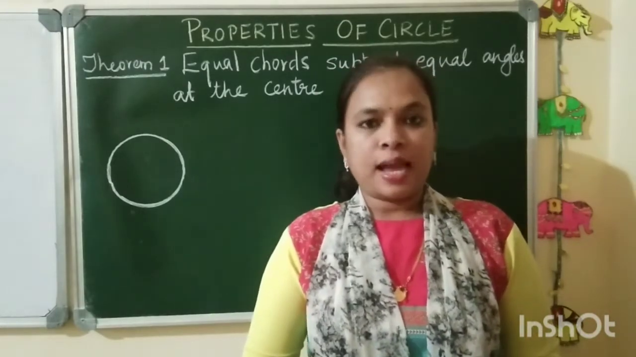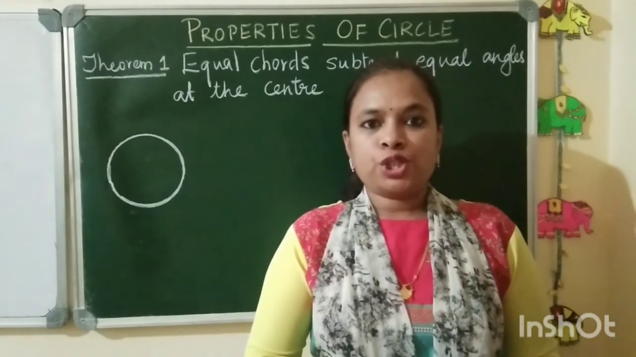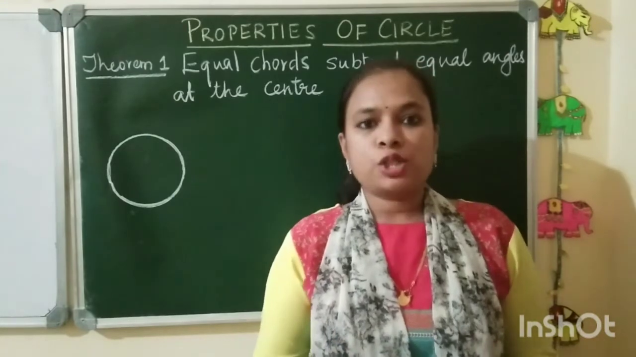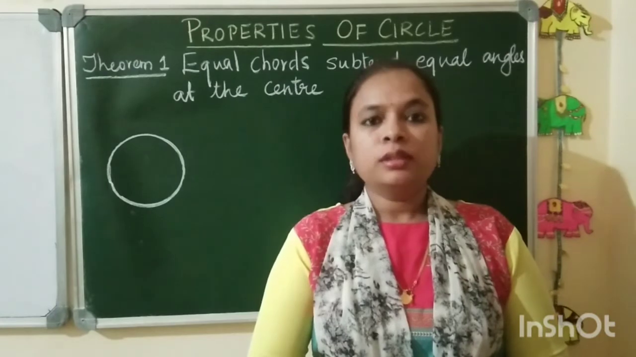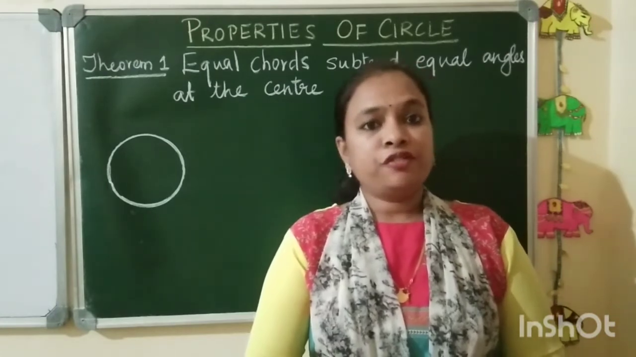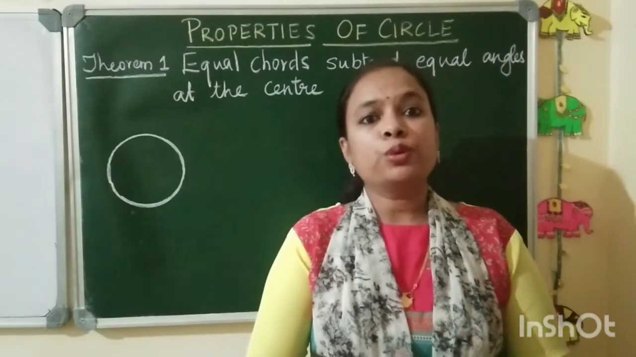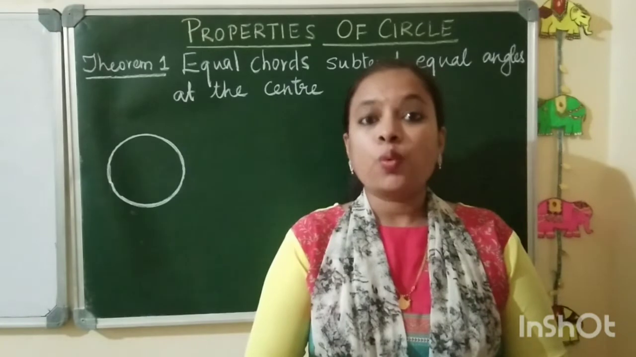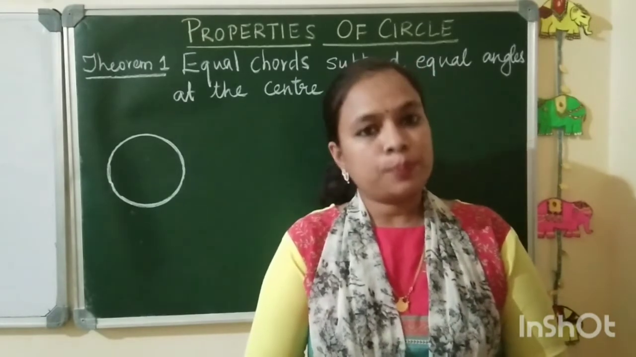So children, in this chapter, we have many properties of circle. Usually, you have learnt in your primary classes the different parts of circle. Now, this year, we are going to learn the different properties, and the different properties are learnt in such a way that they have to be proved through theorems. In Euclid's geometry, already you have learned what is a theorem. A theorem is a statement which requires a proof.